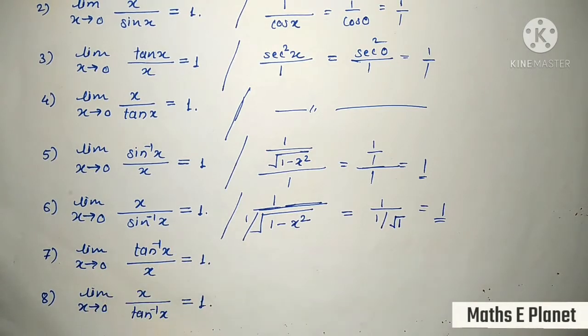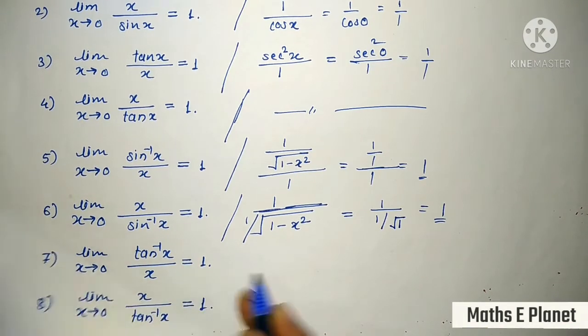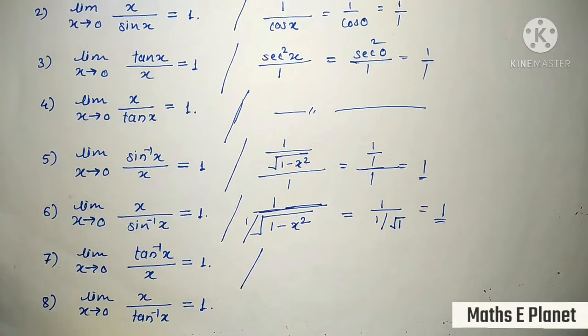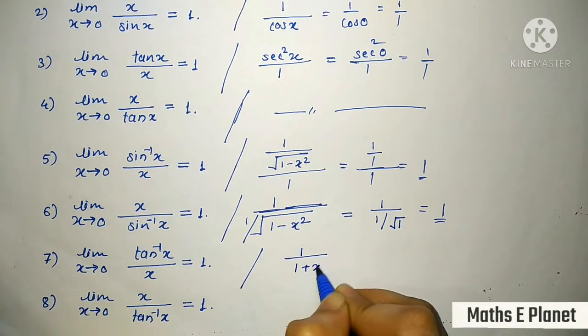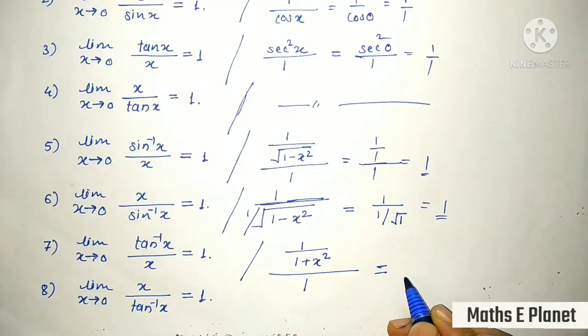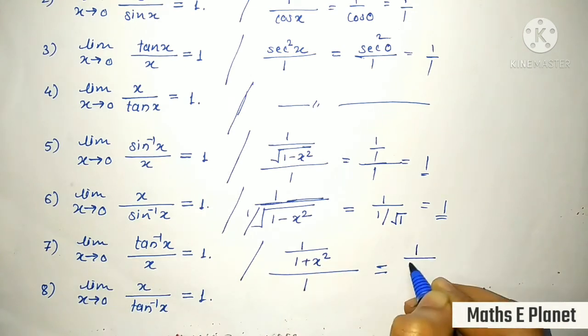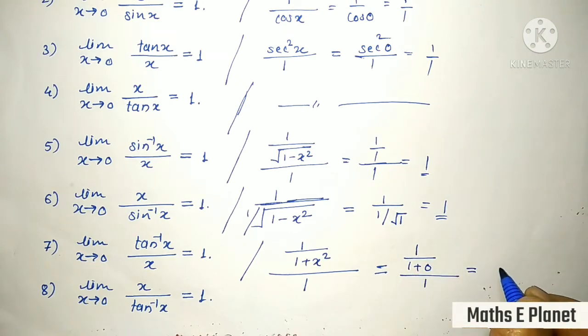Now come to the next formula. Limit x tends to 0 tan inverse of x upon x is 1. So let's check why the answer is 1. The derivative of tan inverse of x is 1 upon 1 plus x square. Differentiation of x is 1. Now put x is equal to 0 instead of x, so here 1 upon 1 plus 0 divided by 1, and 1 upon 1 is 1, so here the answer is 1.